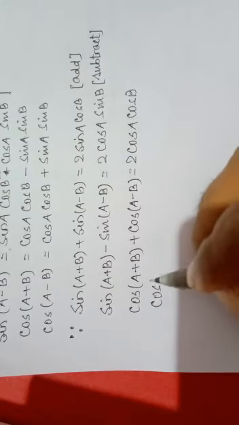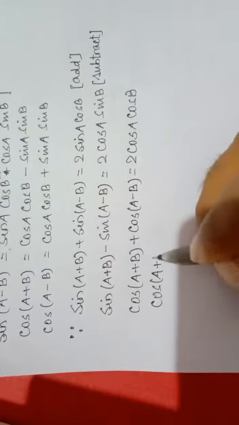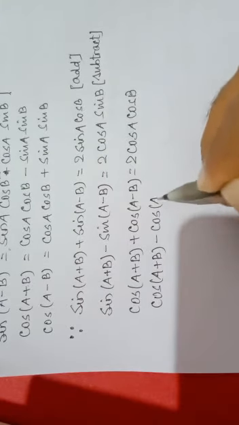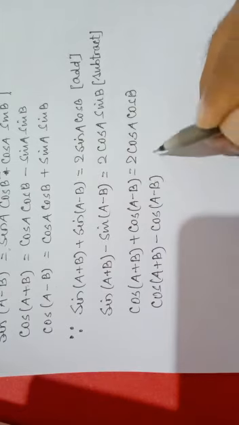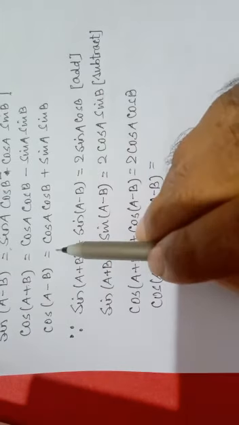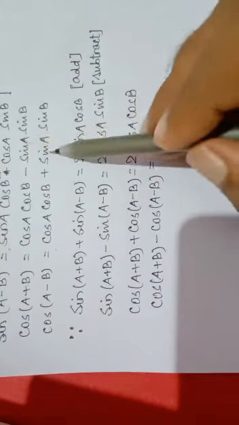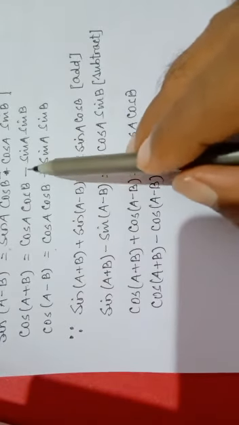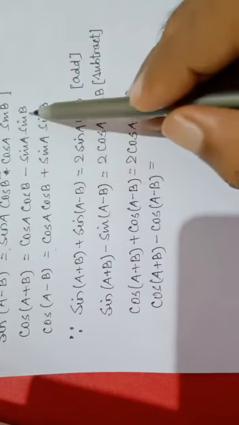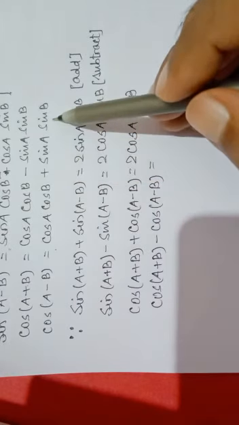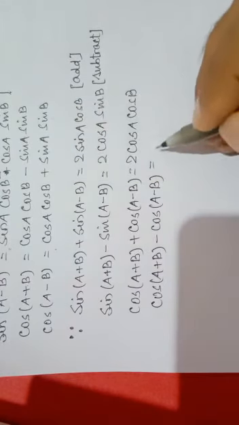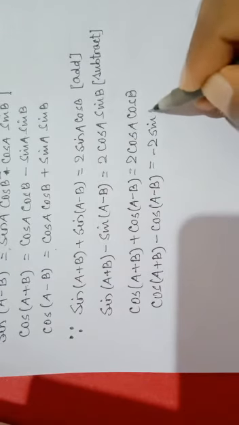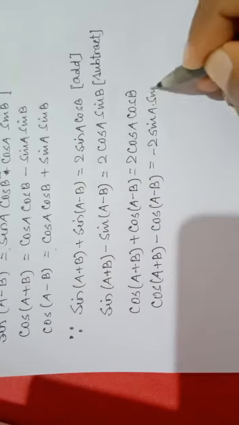And finally, subtract them: cos(A+B) minus cos(A−B). When we subtract them, these two terms are added with a negative sign, because this also becomes minus. So it should be minus 2 sin A sin B.